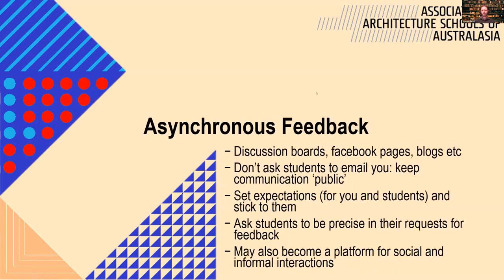Now, the asynchronous feedback, when it happens online, is more things like discussion boards, Facebook pages or blogs. It's important to keep a public space like that. Don't ask your students to email you. No one wants to get thousands of emails and have to answer the same question over and over again. Keep your communication as public as you can. Ask students to post their questions in that public area. If you do get questions via email and the answers apply to everybody, we suggest our tutors post their answer in the discussion board, or in what we call ePinUp, and then reply to the student saying, thanks for your question, it's been answered on the discussion board, and get students into the habit of using that platform that's set up for that.